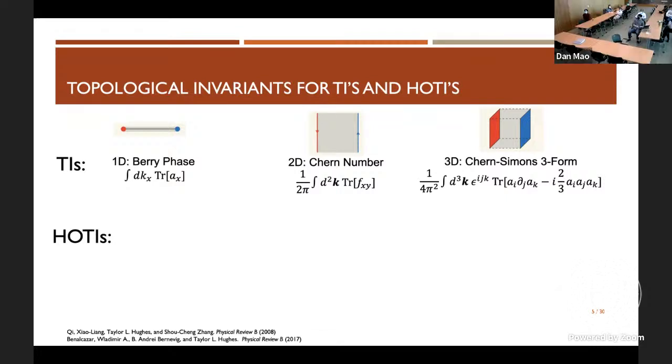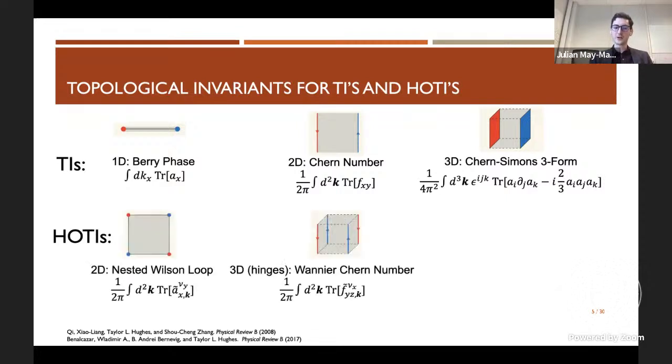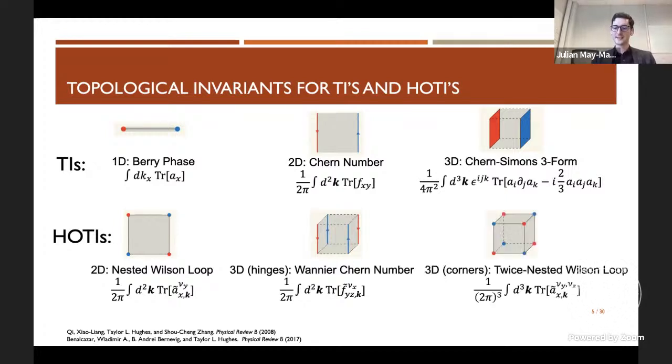But suffice to say, you can do generalizations of these invariants, which are known as the nested Wilson loop, which describes a 2D topological insulator with corner modes, a Wannier Chern number, which describes a 3-dimensional insulator with hinge modes, and a twice nested Wilson loop, which describes a 3-dimensional insulator with corner modes. So these are very good.